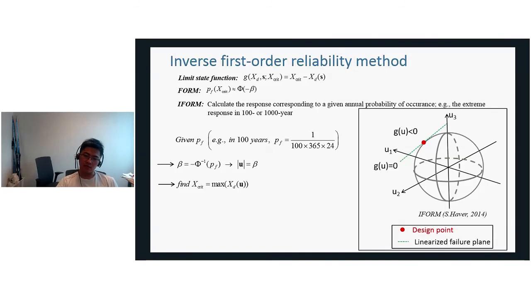If we consider a case with two random environmental variables, the design point must be on the sphere with the radius of beta. Here U1, U2 are the normal variables transformed from the distribution of the environmental variables, and U3 corresponds to the z-axis, the short-term extreme response distribution. So the problem is to look for the point on the sphere which can give the maximum extreme value of the response.